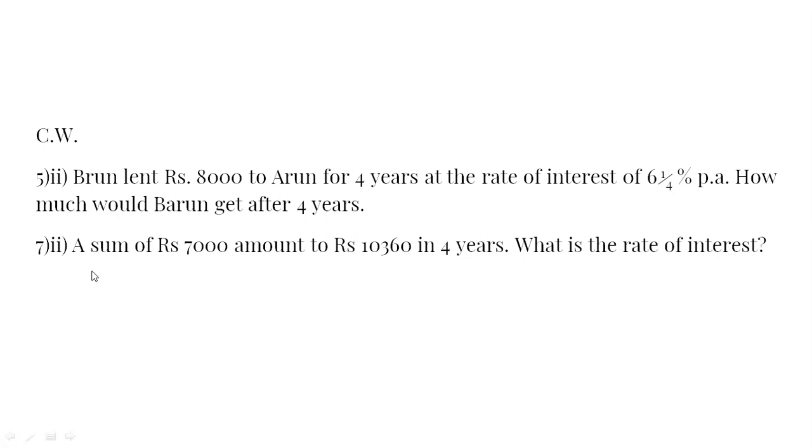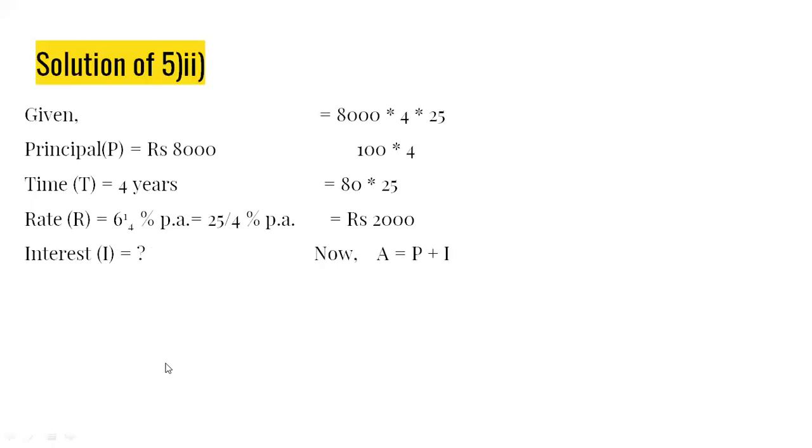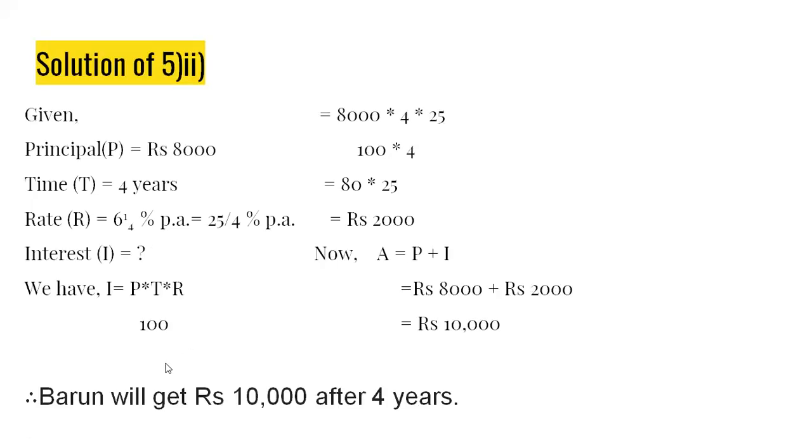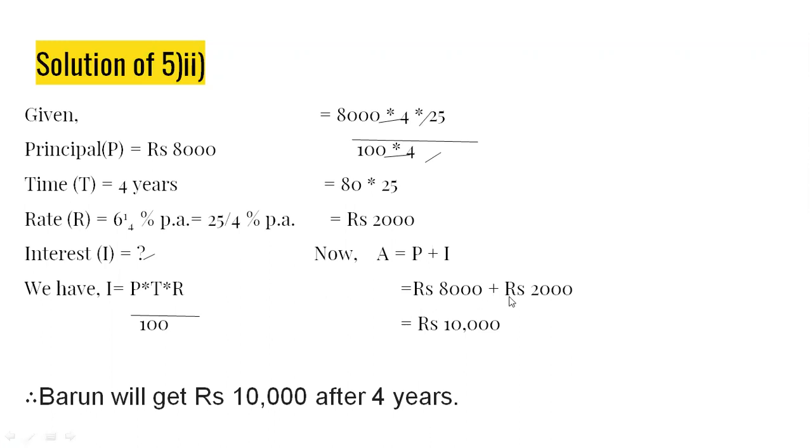And now here it is asking to find: a sum of rupees 7,000 amounts to this amount. This amount is principal. We have to find interest first, then what is the rate of interest, we have to find the rate of interest. Write all the given values. First find interest: interest equals P into T into R upon 100. Then we can find the amount: amount equals P plus I, then 8,000 plus 2,000 will come 10,000. Borrower will get rupees 10,000 after 4 years.